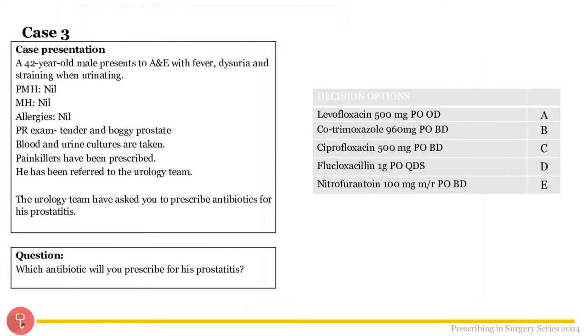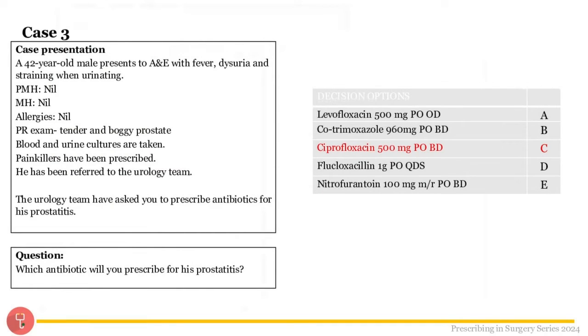So 80% of people are going for C, ciprofloxacin 500 milligrams BD, 83% now, with 16% going for nitrofurantoin 100 milligrams modified release BD. Okay, any other responses? Okay, so currently C is the most popular option, followed by A, levofloxacin, and then E, nitrofurantoin.